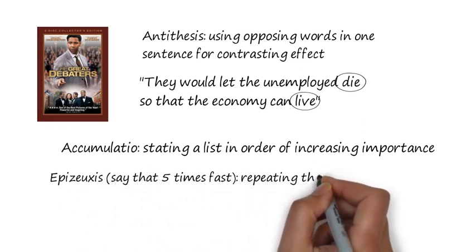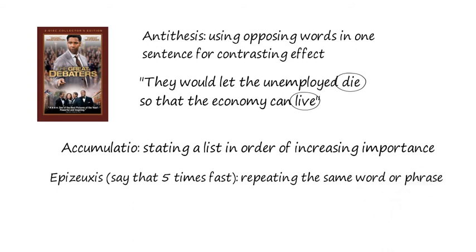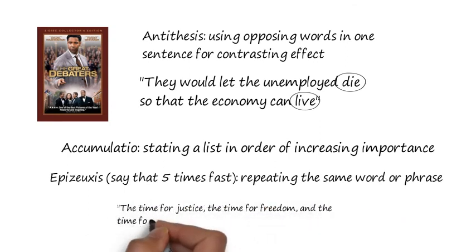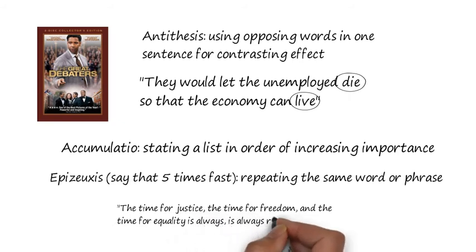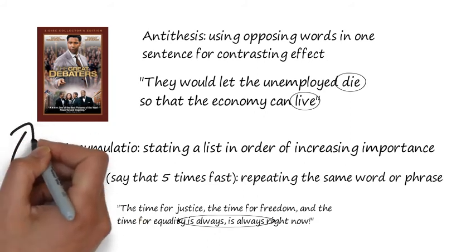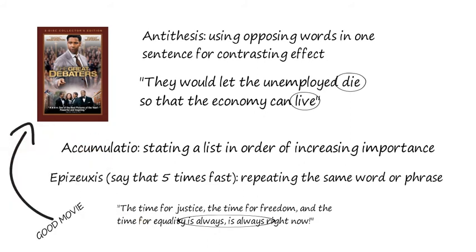You could also repeat the same word. This scheme is also in The Great Debaters, and the example is when one of the debaters is giving her first rebuttal in competition, and she asserts, "The time for justice, the time for freedom, and the time for equality is always right now." None of these schemes require anyone using them to have any special gift of language.